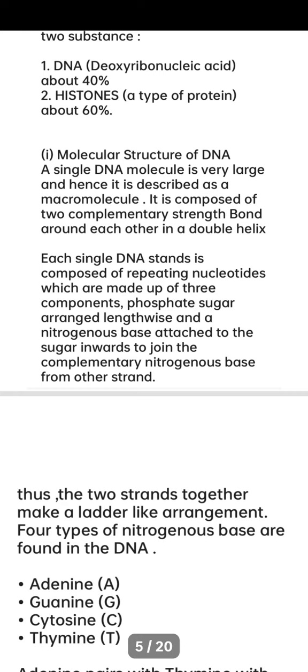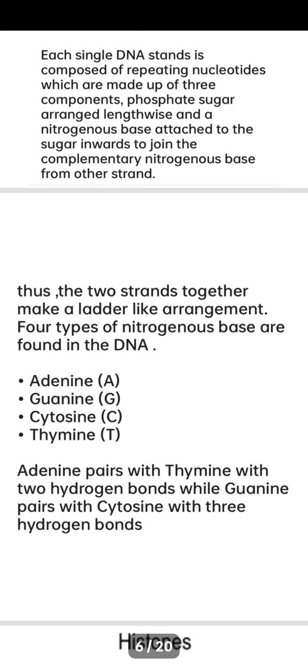Next, each single DNA strand is composed of repeating nucleotides, which are made up of three components: phosphate and sugar arranged lengthwise, and a nitrogenous base attached to the sugar, which joins the complementary nitrogenous base from the other strand. Thus the two strands together make a ladder-like arrangement. Four types of nitrogenous bases are found in the DNA: adenine, guanine, cytosine, and thymine.